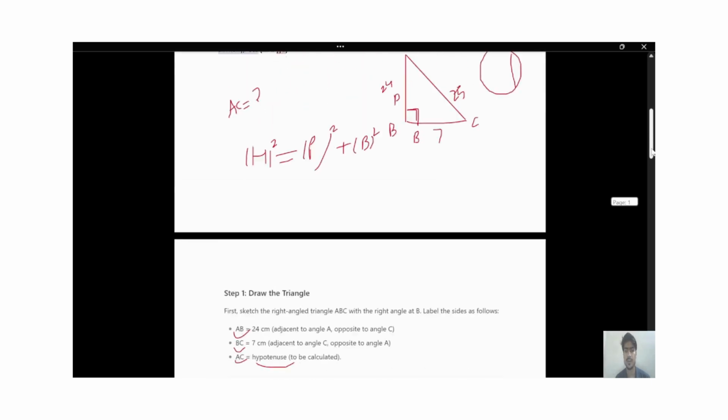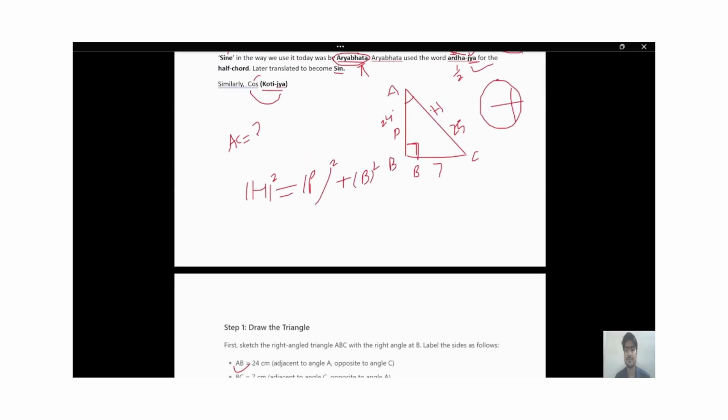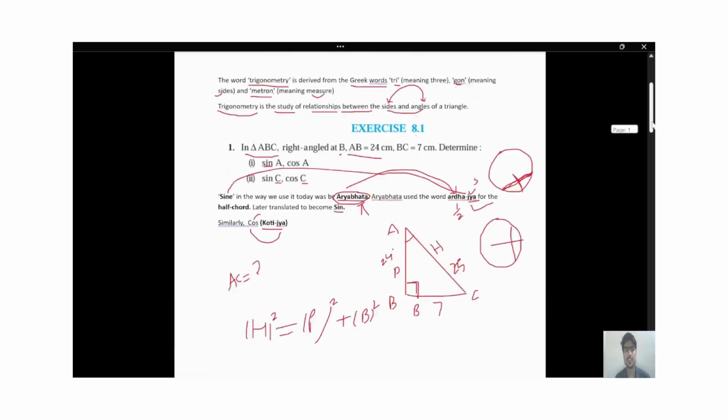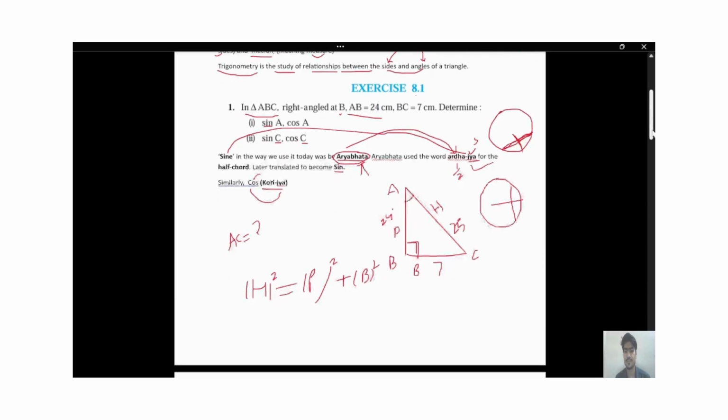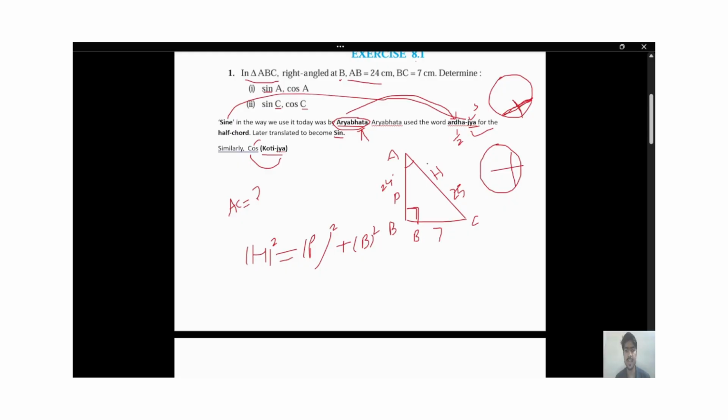So similarly, once we have found the side, it's time for us to find sine A. So how do we find sine A? Sine A is the function given by the opposite side divided by the hypotenuse. Opposite side divided by hypotenuse.